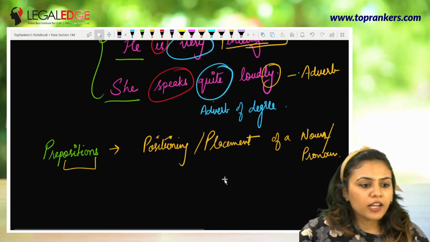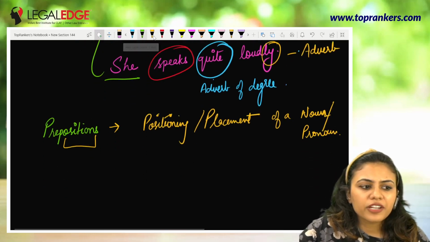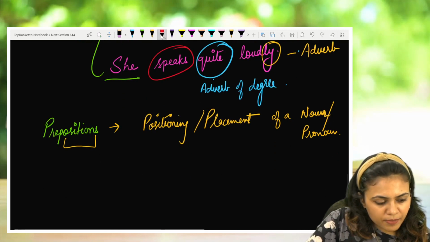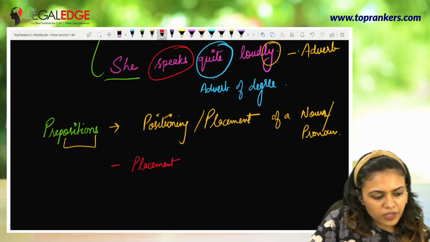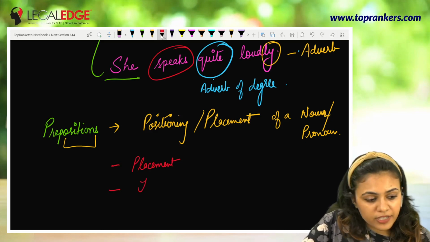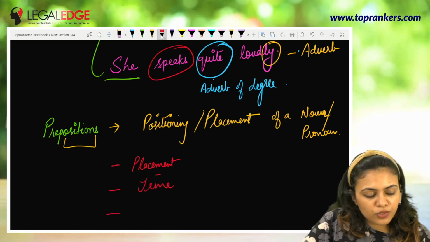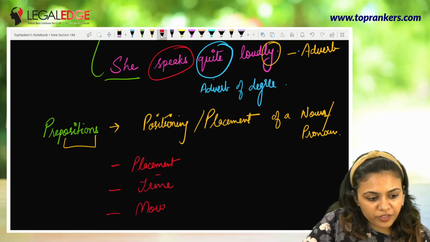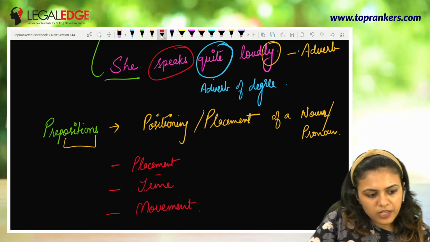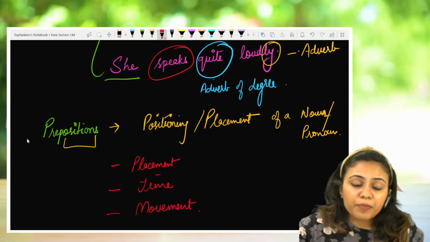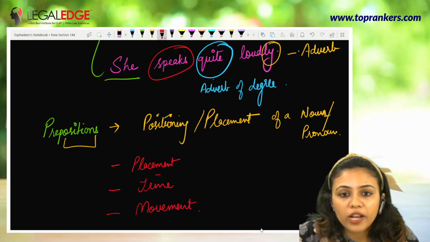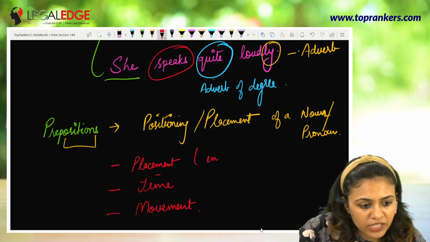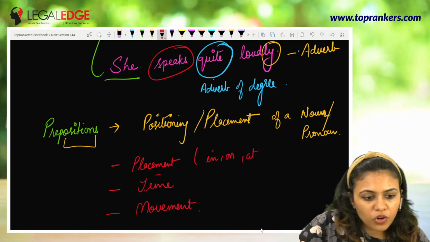right? Now, prepositions are of three types again. So it tells us about the placement, as I've already told you. It also talks about the time. It also tells us about movement of an object. There are certain prepositions which are common in placement as well as time. For example, in, on, at, जो कि वो placement में भी आ जाएंगे और time में भी आ जाएंगे.